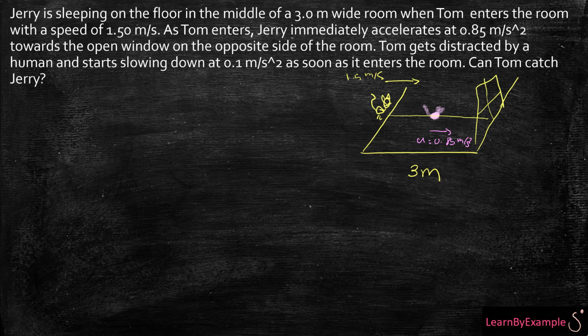Now, what I'm going to do is write my givens. So for Tom here, my initial velocity is 1.5 meters per second. My acceleration, I'm going to be slowing down, so minus 0.1 meters per second squared. So what we want to know is if Tom catches Jerry at this point, which is at the window, which is going to cause Tom to travel 3 meters.